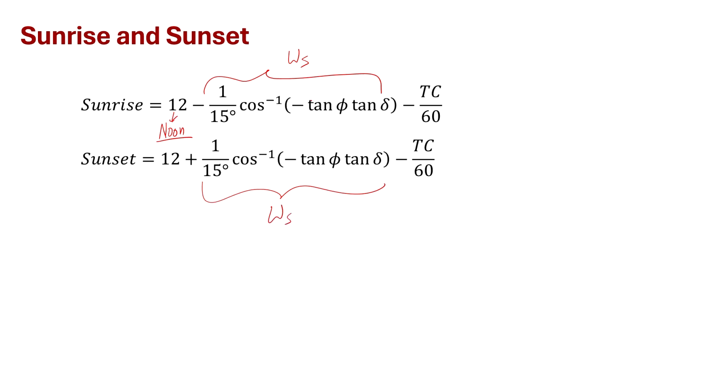How many hours behind 12 or ahead of 12 will give you the exact sunrise or sunset time in hours, and you need to apply time correction for differences in lambda with respect to lambda standard.